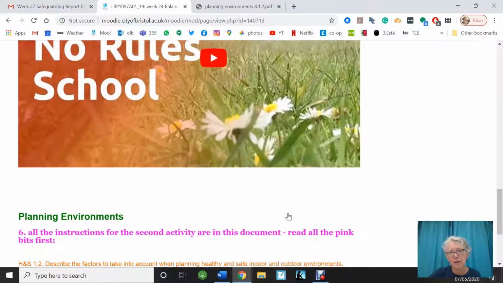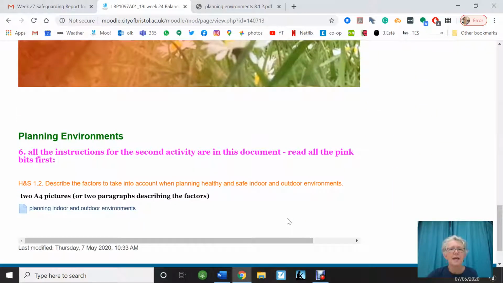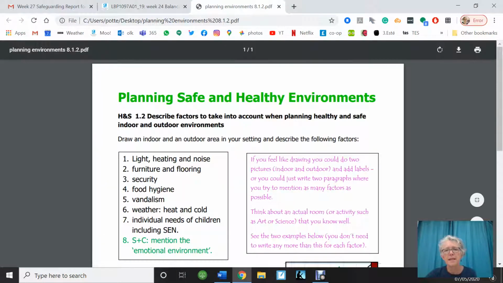Okay, the second bit of your homework for this week is about factors to take into account when planning healthy and safe indoor and outdoor environments. All the information you need is in this document here. So let's click on this. And I've just basically set out a do-it-yourself guide here.